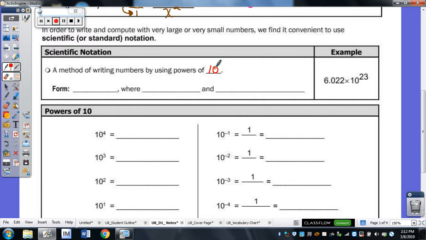So our scientific notation is in the form of a times 10 to the b. So a represents a number, b represents a number, and you've got that 10 times something in there. So a is between 1 and 10.